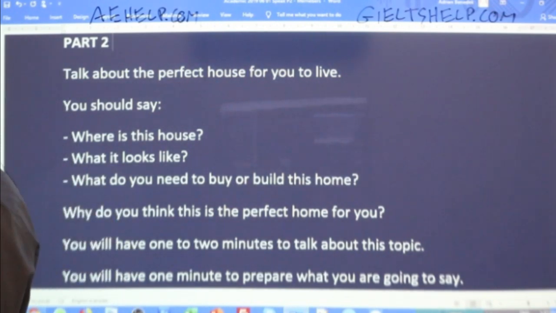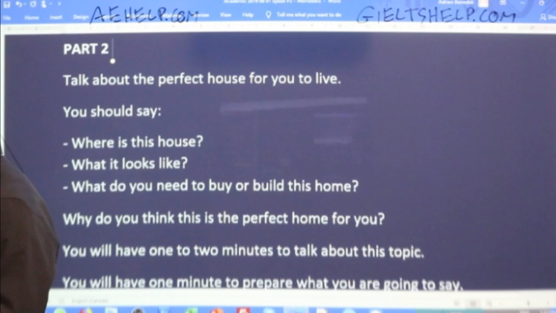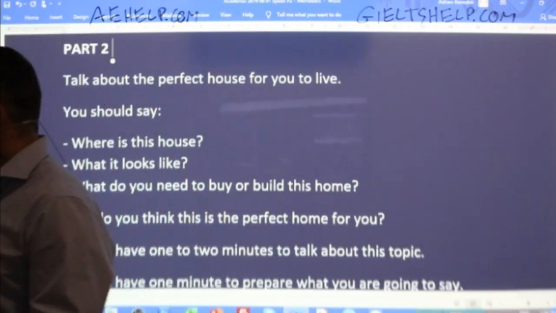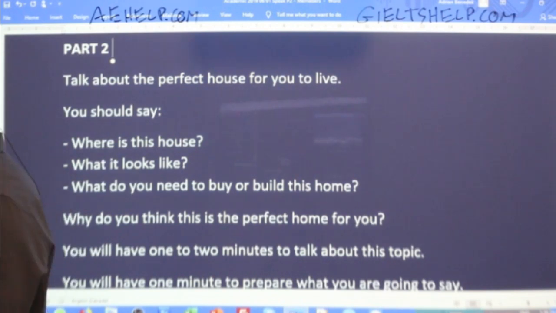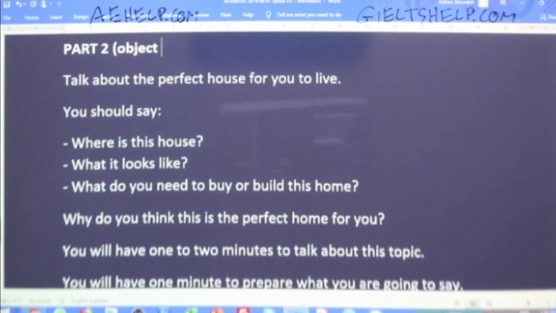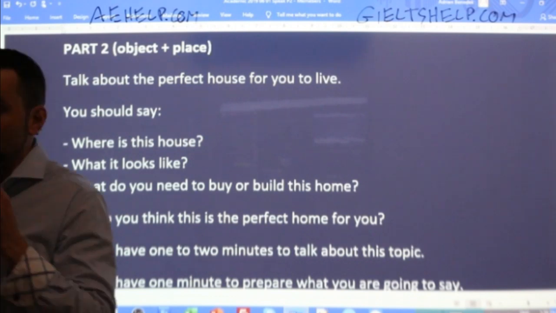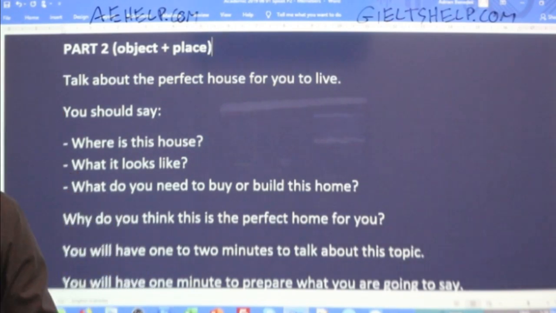I'm not sure which member requested this one. It was talk about your dream home, and I just changed it a little bit to talk about the perfect house for you to live. So it's a bit of an object along with a location or a place. You have to keep both of these in mind when you're planning for this. And I can see that different students are answering differently.